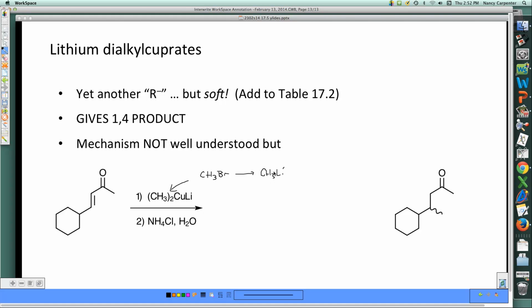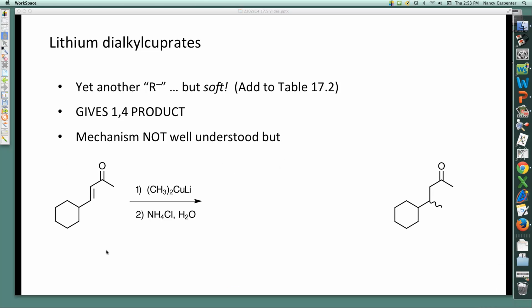You basically go through the alkyl lithium and then add a copper salt to give you your R2CuLi. And so this R group can be just about anything. The bad news with lithium dialkylcuprates is that only one of these methyl groups is used. The rest of this reagent goes in the waste bottle, and so it's a terrible waste of carbons.